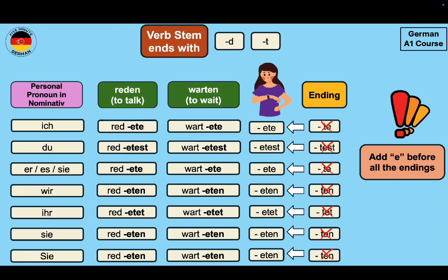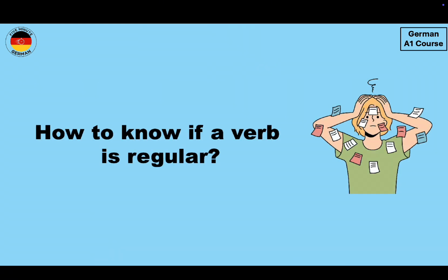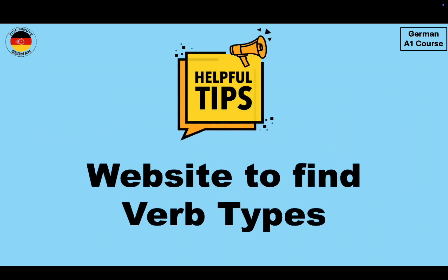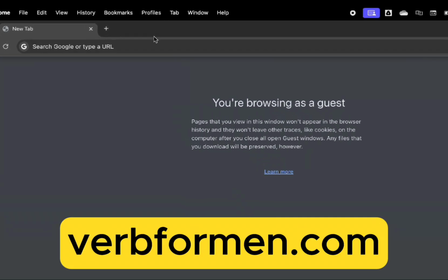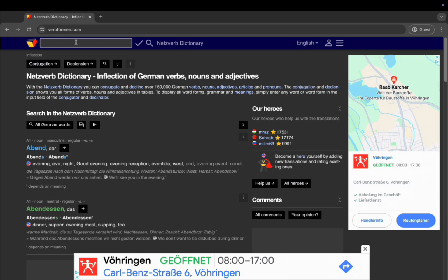So now you know how you can conjugate the regular verbs in past tense. But how will you know if a verb is regular or not? So for this, I will give you a website which you can use to find the verb types so that you don't have to memorize them. So the website is called verbformen.com. So this is how it looks like, and over here you can give any verb that you want to check.